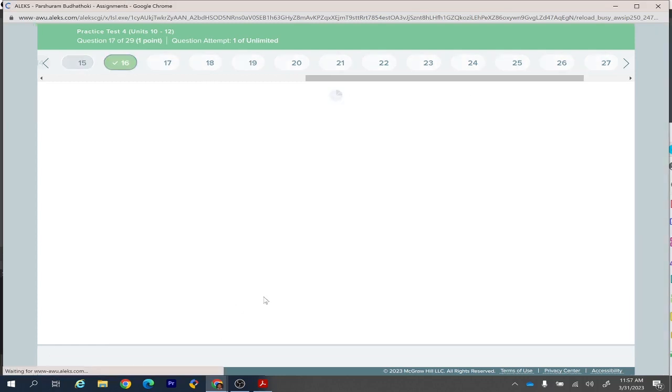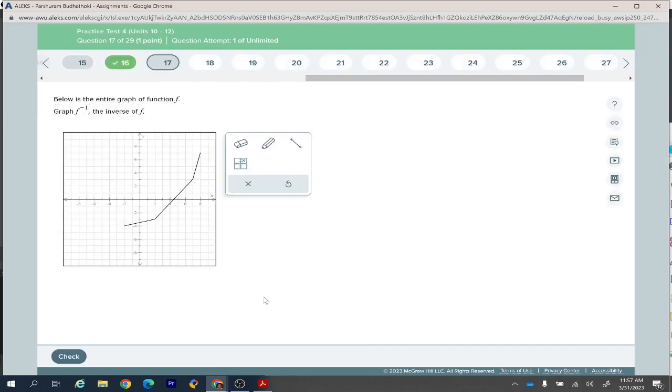That's all. Let's go to the next problem. Question number 17. When you try to plot the graph of an inverse function, you just have to switch the x and y coordinates. This graph is a combination of 3 different lines, so you just have to plot these critical points, 1, 2, 3, 4 points.